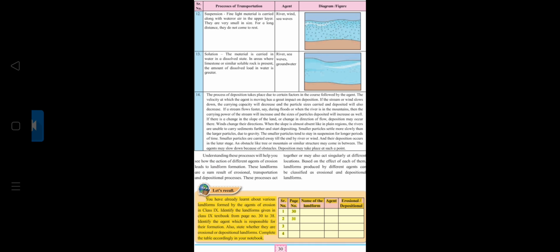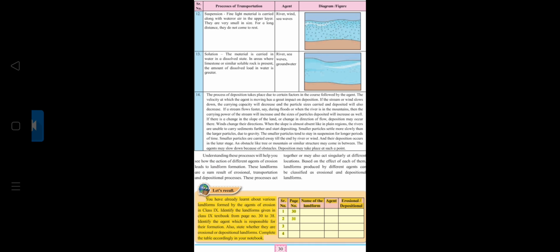If the stream or wind slows down, the carrying capacity will decrease and the particle sizes carried and deposited will also decrease. Now, if the wind and stream are carrying particles at a reduced speed, the particle size carried will also be less.